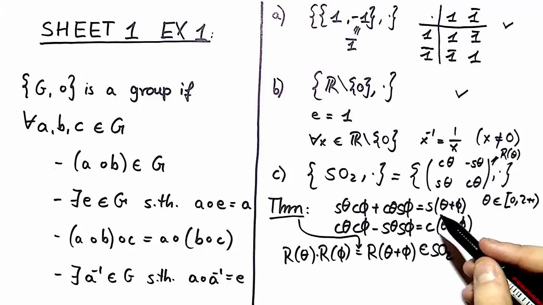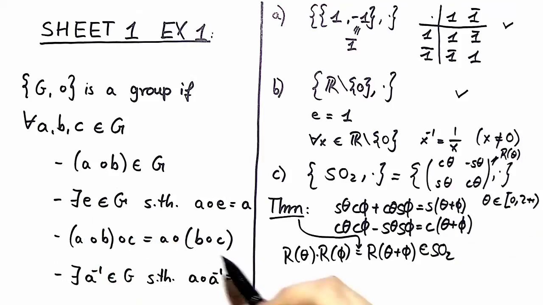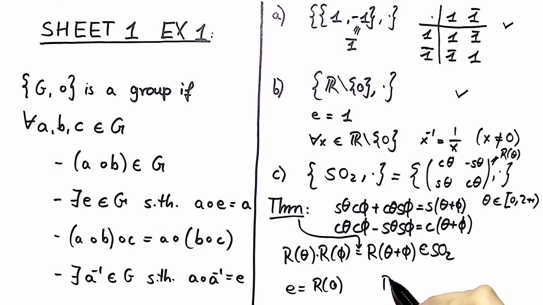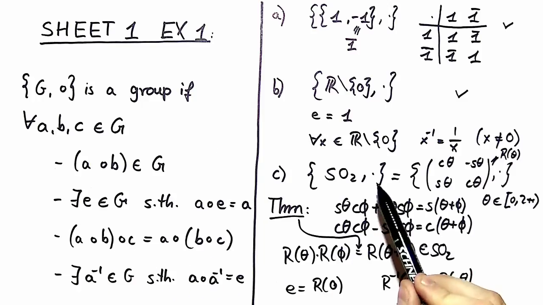The other rules are easy to check. The identity element is, of course, we take it as being R of angle 0, because then we have right here the identity matrix. And the inverse of any R(θ) is then given by R(−θ). This can be seen from this rule right here. And the associativity is again given by the associativity of our usual matrix multiplication.